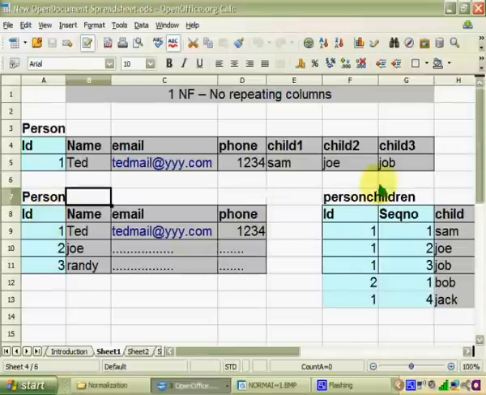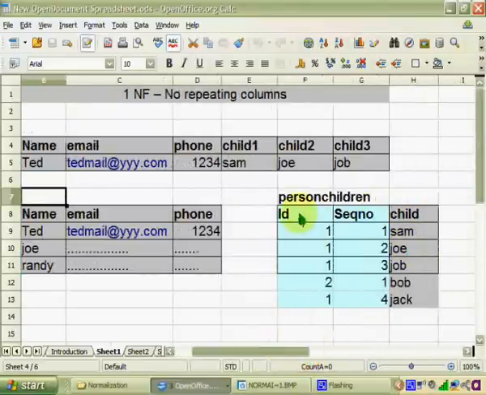And this is the general way things are done. So we split it into 2 tables. The first table is the person table. It has the id, name, email and phone. The second table is the person children table. So it has id, sequence number and child name. So now let's see if that problem has been solved.